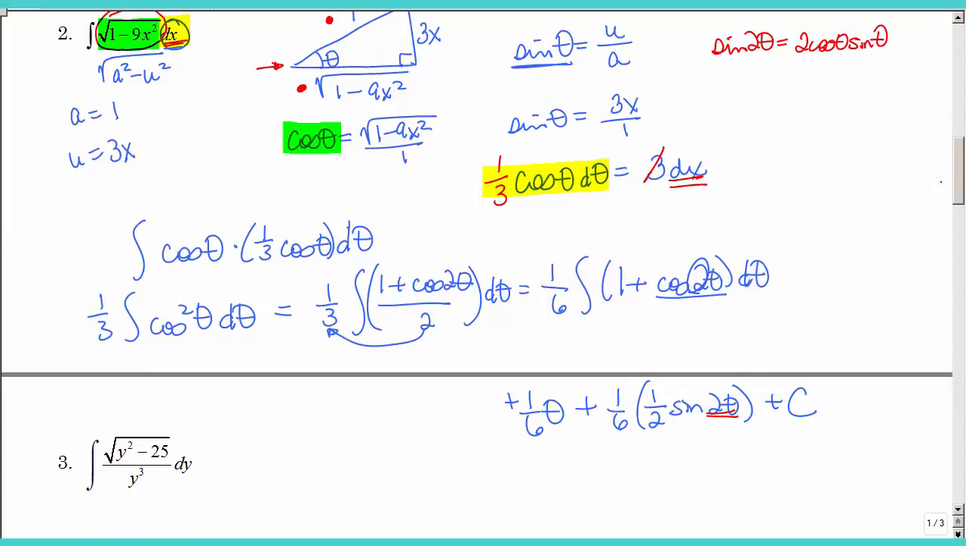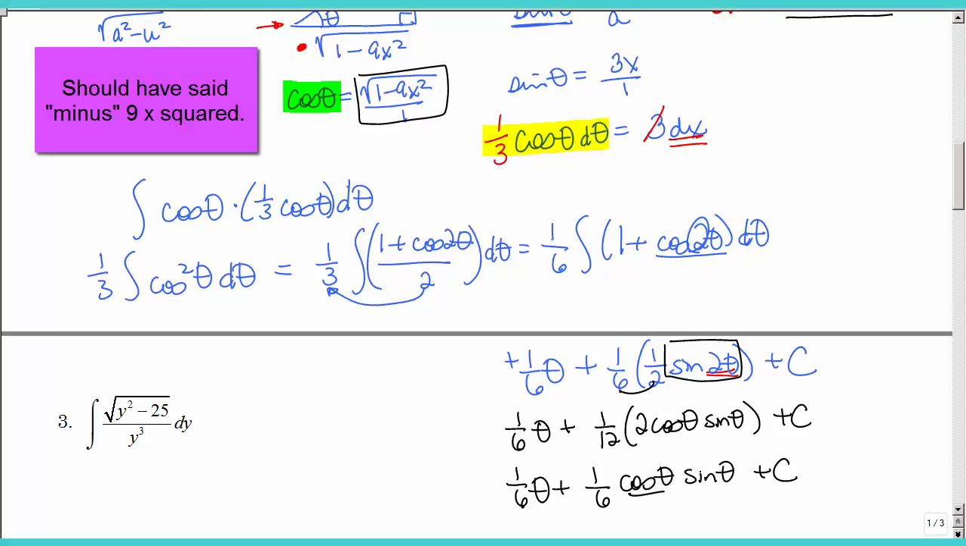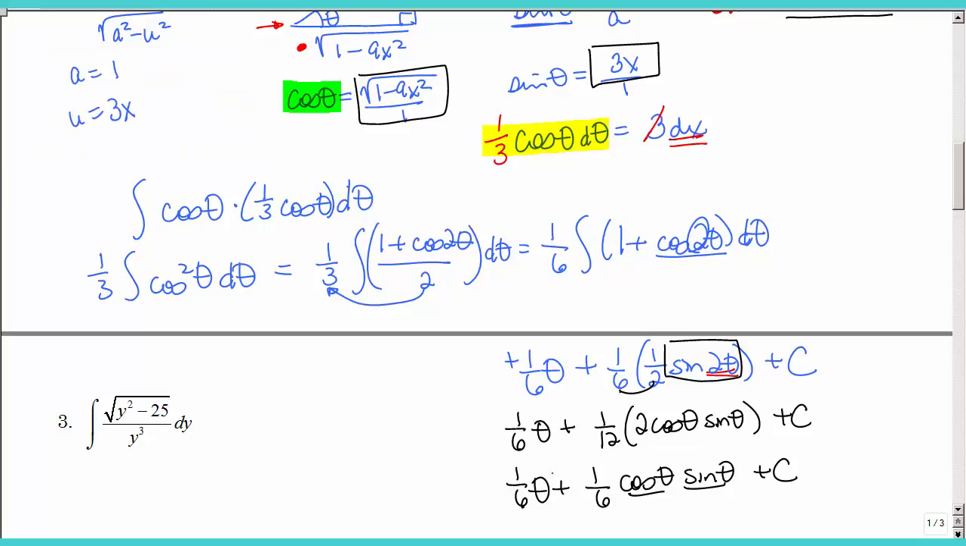I'm going to keep going even though I'm slightly out of room on my paper. I have 1/6 theta. I'm going to make that 1/12, and then I'm going to replace the sine of 2 theta with this identity. And then I'm going to reduce the fraction. 2/12 again is 1/6. Still not done. All right, so on my paper, I know what cosine theta equals. It's the square root of 1 plus 9x squared. I know what sine theta equals. It's 3x. But what the heck is theta?